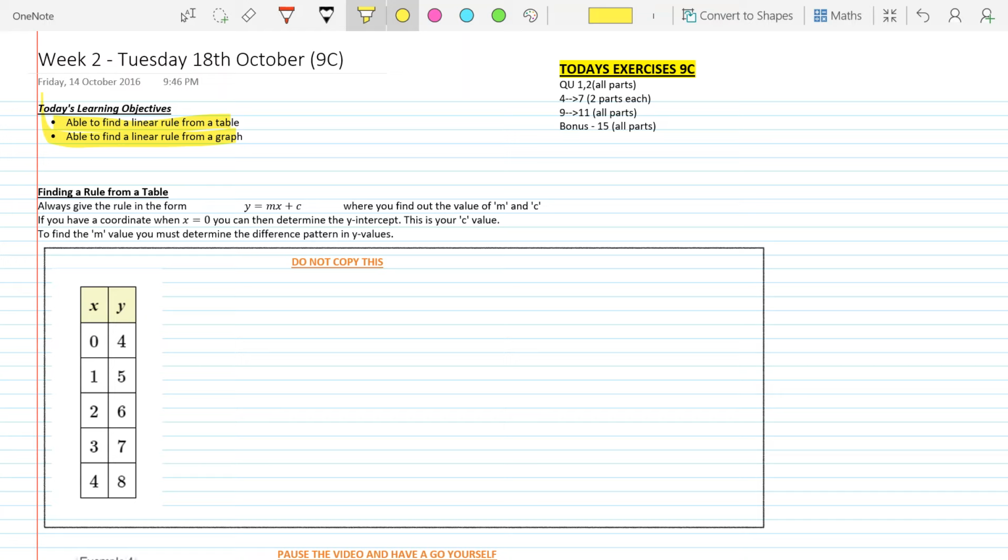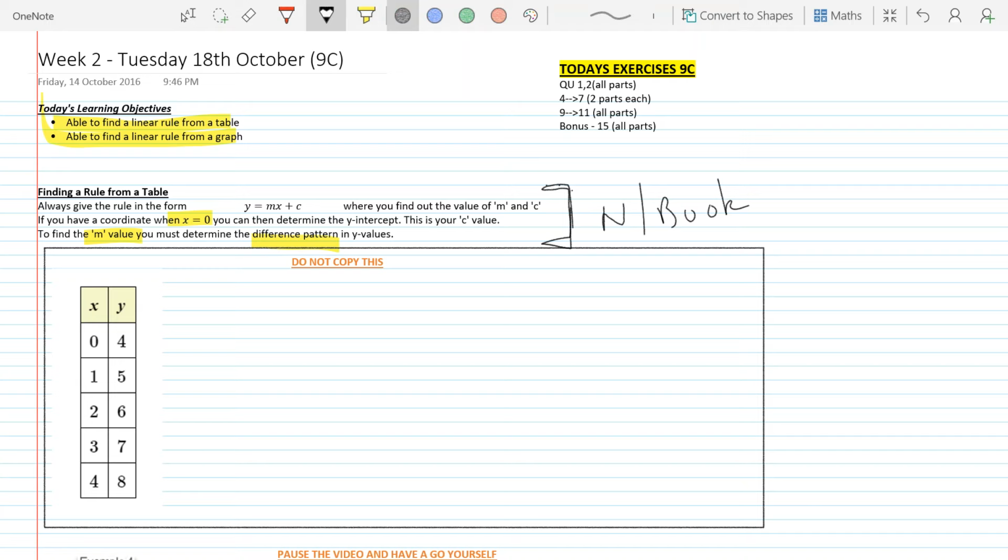If we have a table, we need to have a look at the y-intercept. So if we are lucky enough to have the x equals 0 part, we can determine the y-intercept, and then our m value is going to be the difference pattern. You need to write this part here into your notebook. Pause the video if you need a bit of time there.